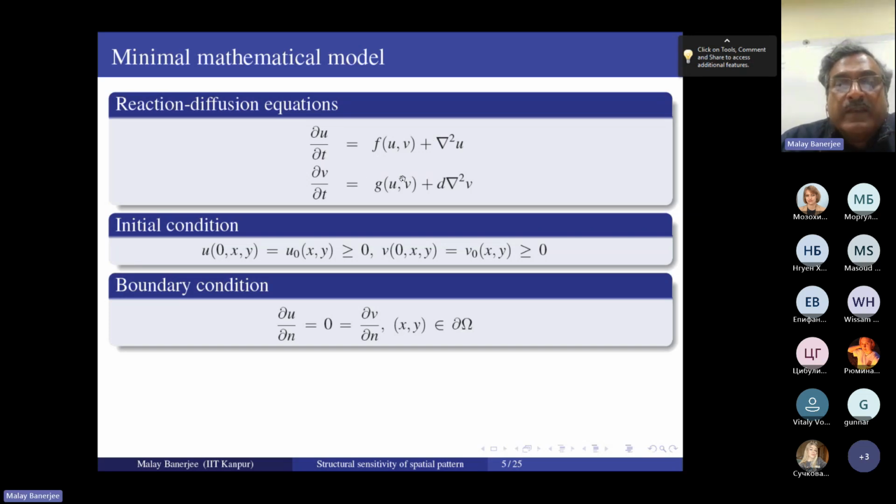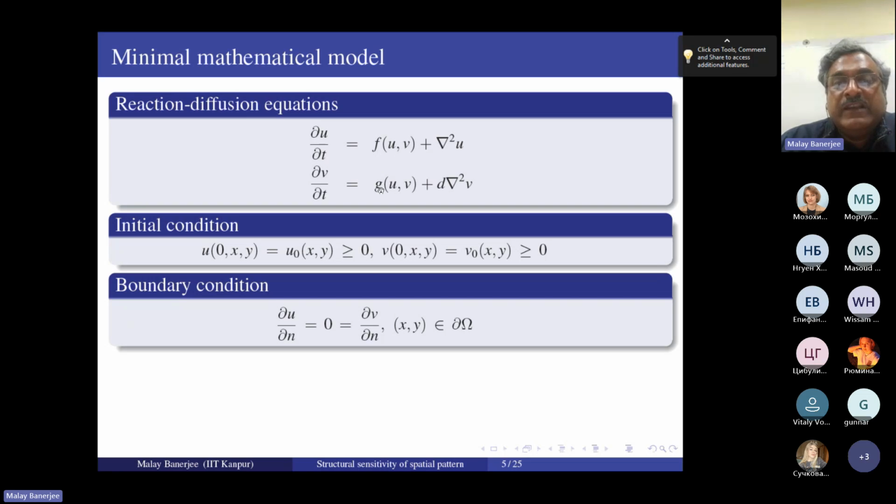And this model is subjected to non-negative initial condition at t equal to 0. And for simplicity, we can consider no flux boundary condition. So that means there is no inflow or outflow of the biomass at the boundary. So this is a very simple setup of the model through which we can capture different types of patterns, as I explained in the previous slide.